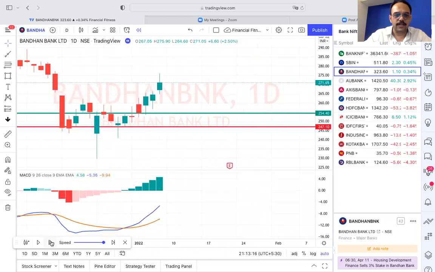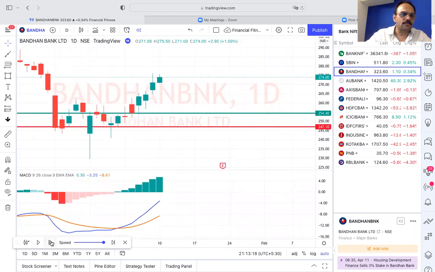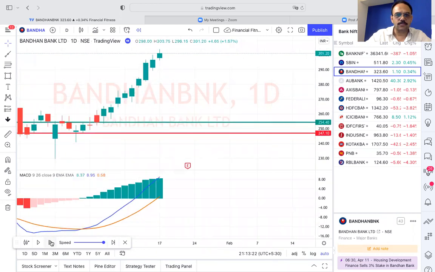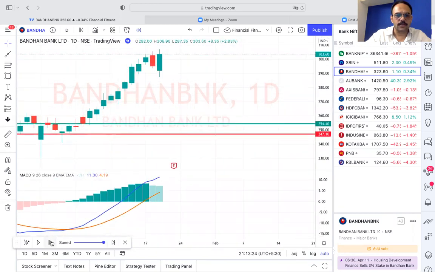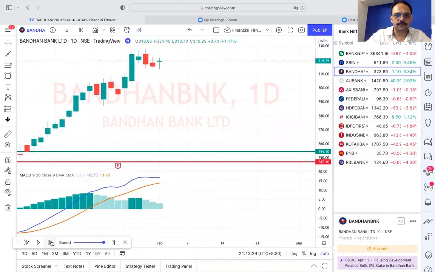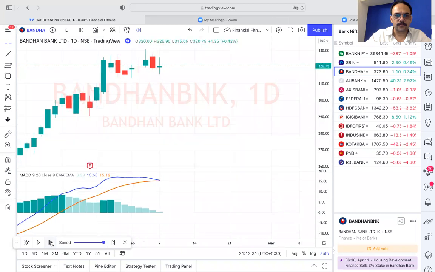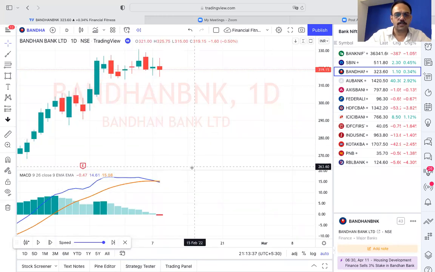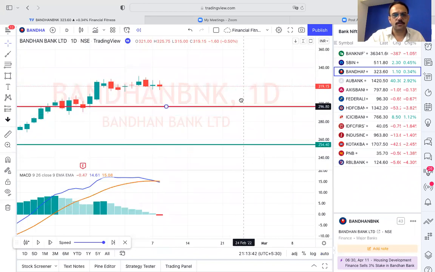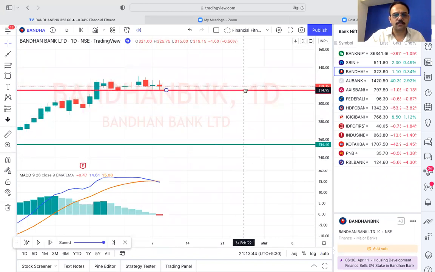Okay, so it's going up, fine. It has gone up, gone up, gone up. Has it crossed? No. Okay, it has crossed. So we move our stop line to this location. If it goes below this, we exit.